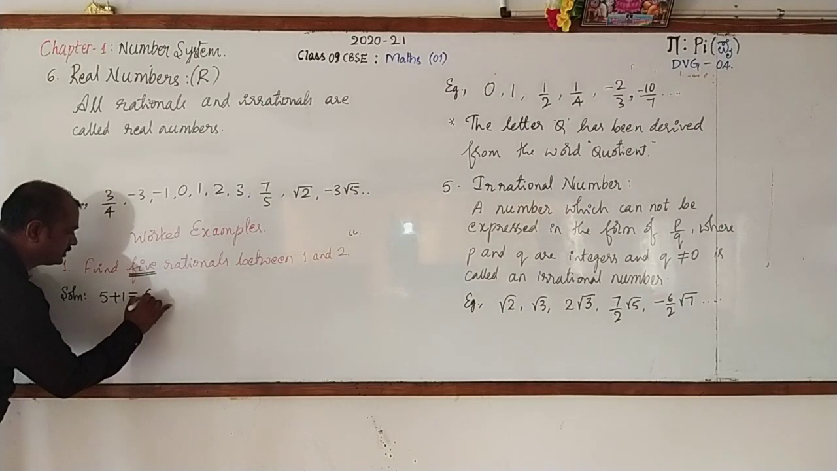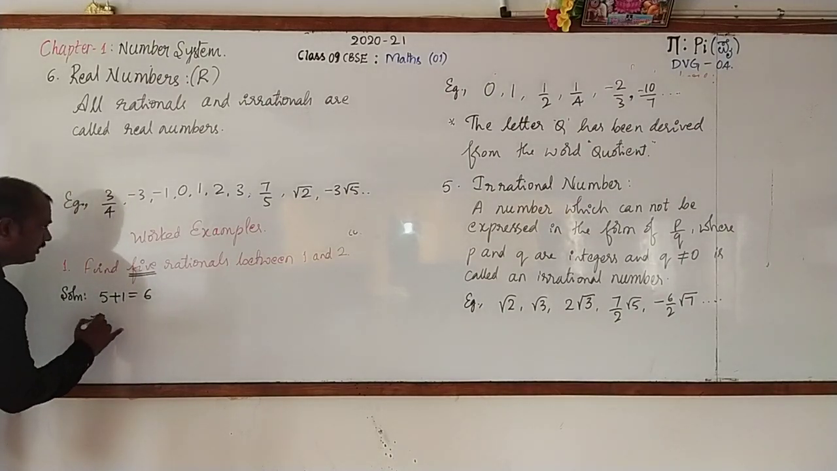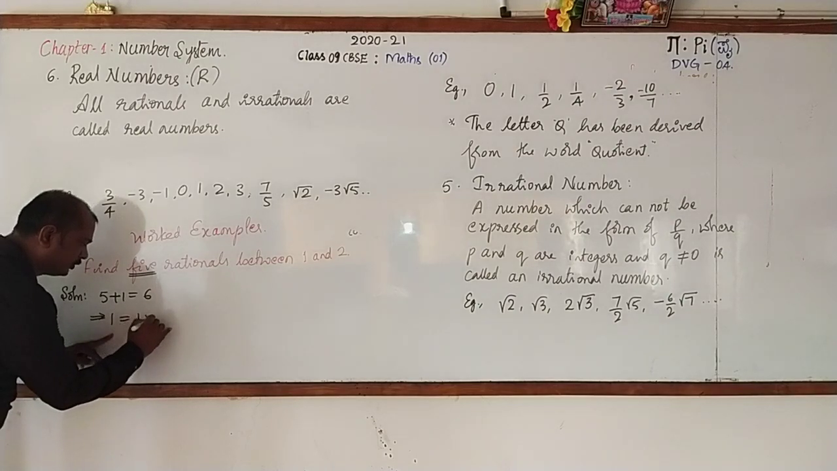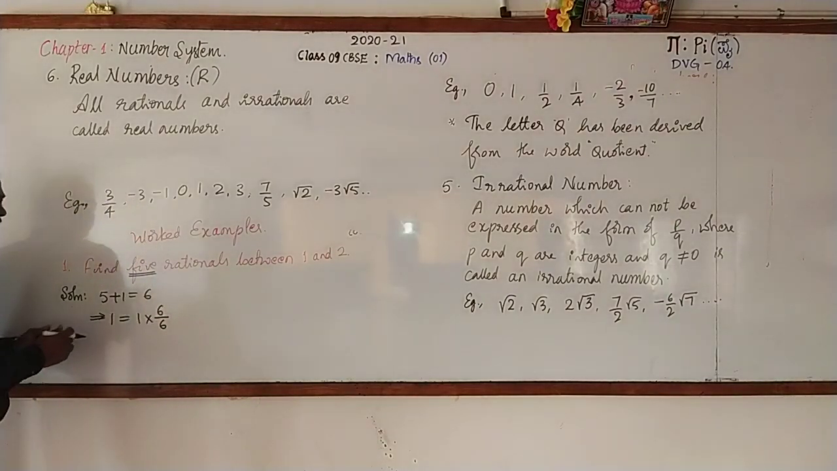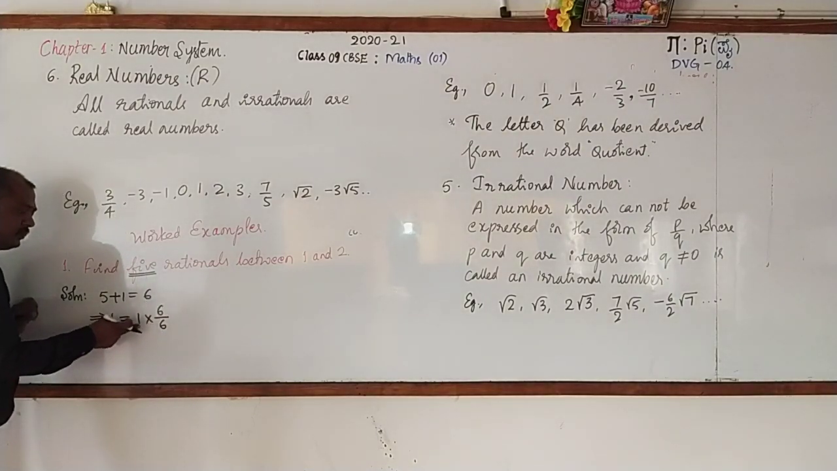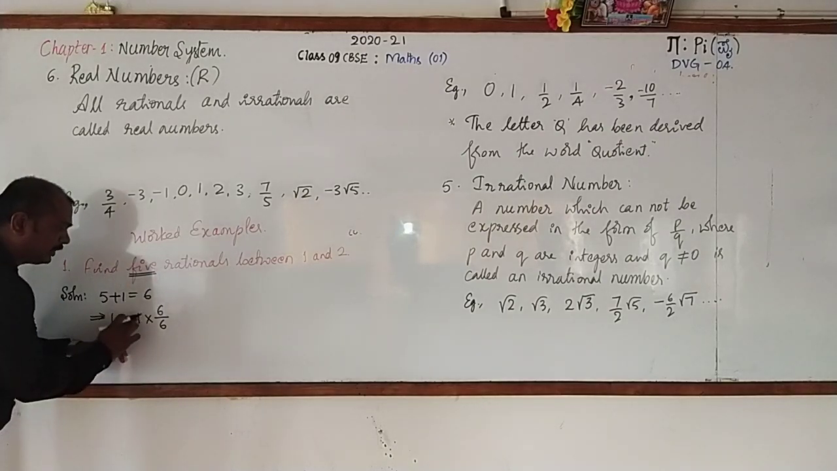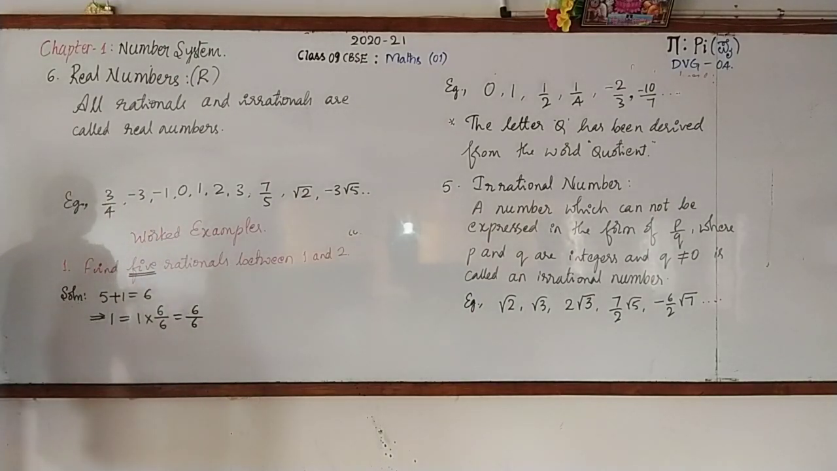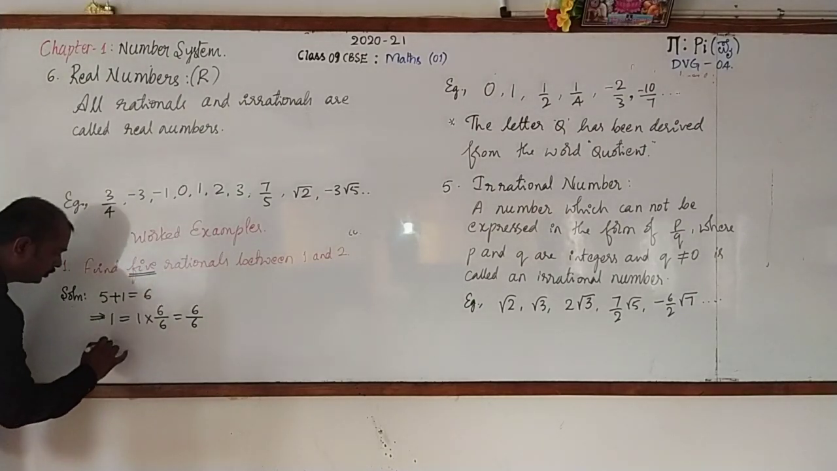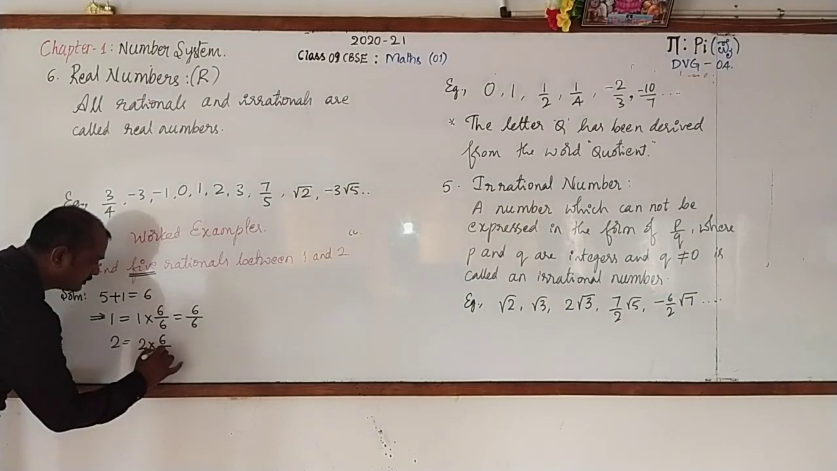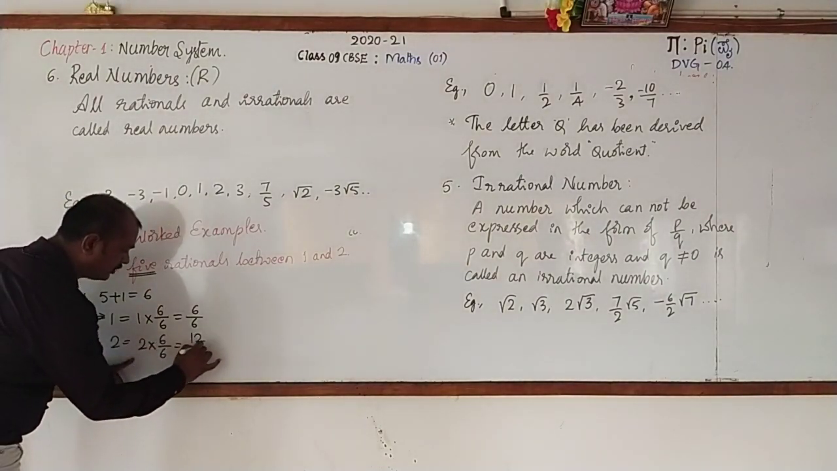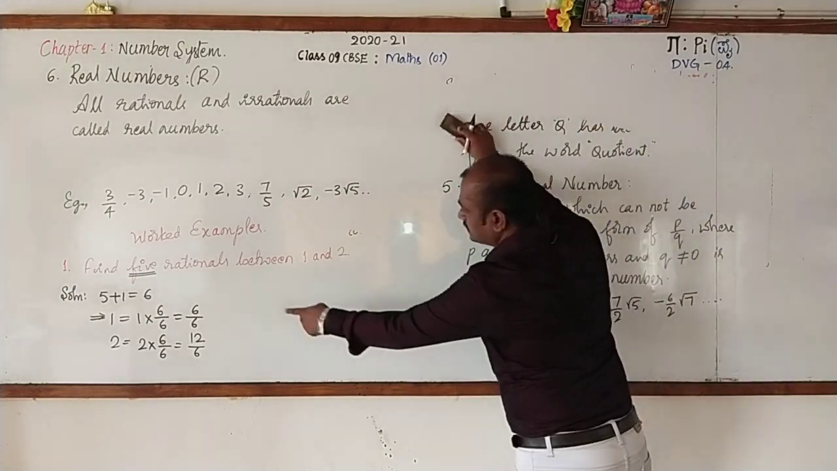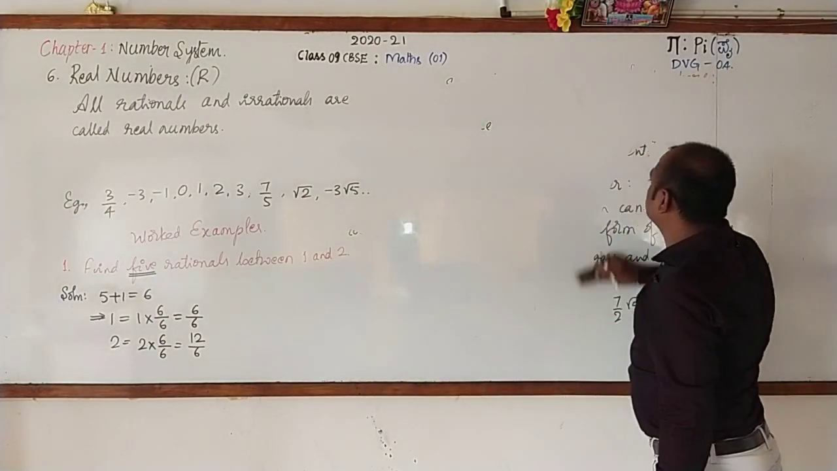Like 5 plus 1, 6. Why should it be written so? Let me tell you that. Here 1 is there. Now can we write 1 as 1 into 6 by 6? Certainly. Why? You can cancel 6 and 6, you will get 1, which is equal to 1. Now multiply only the numerator. 1 into 6? 6. Divided by 6. Then similarly, write 2. 2 can be written as 2 into 6 by 6. Then 2 sixes are 12. 12 by 6. Now, what is 6 by 6? It is 1. 12 by 6 is 2.